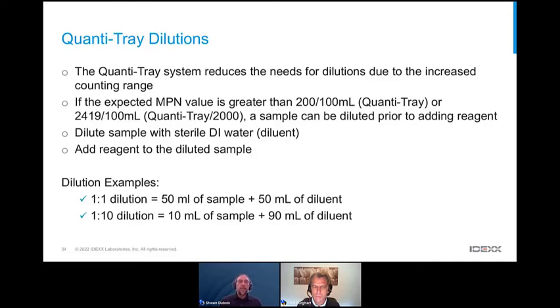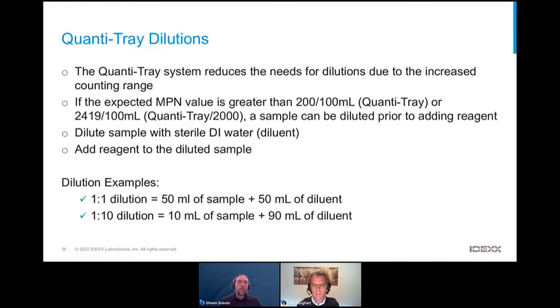Not to say that you still won't have to do dilution if you're using a Quanti-Tray, especially when we're talking about wastewaters. Wastewaters can have very high numbers. So dilutions can be done using the enzymatic methods with the Quanti-Tray system. The important part is that the dilution is done to the sample before the reagent is added. If you wanted to do a 1 to 10 dilution, you would take 10 mLs of sample, add that to 90 mLs of your sterile diluent, and then add the reagent and go through the process as before: dissolving, adding to the tray, sealing, and incubating.